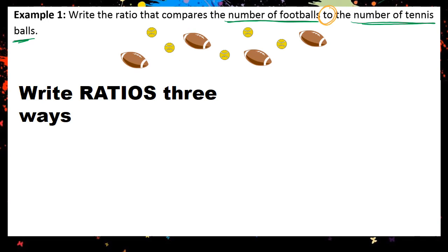Before we even figure out how to write ratios, let's figure out how many footballs there are. The number of footballs, we just count: 1, 2, 3, 4 footballs. And the number of tennis balls, we go and count those: 1, 2, 3, 4, 5 tennis balls.